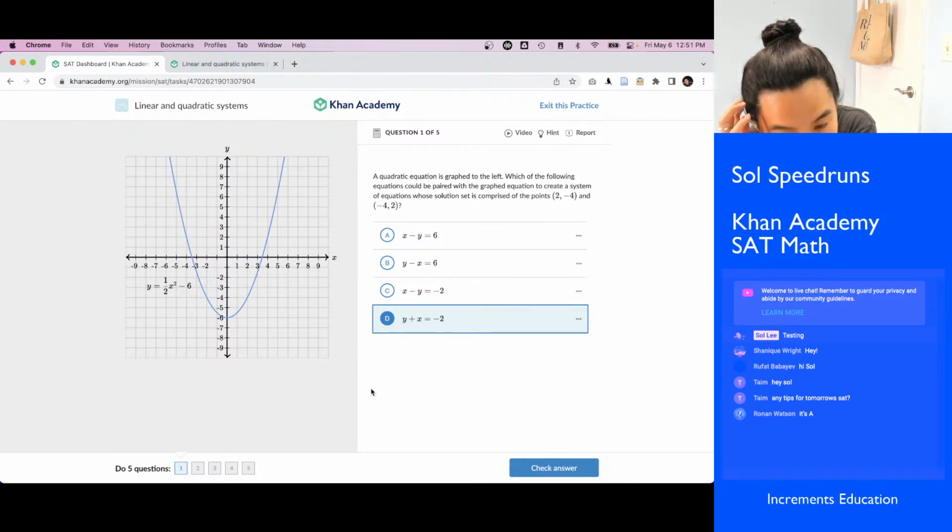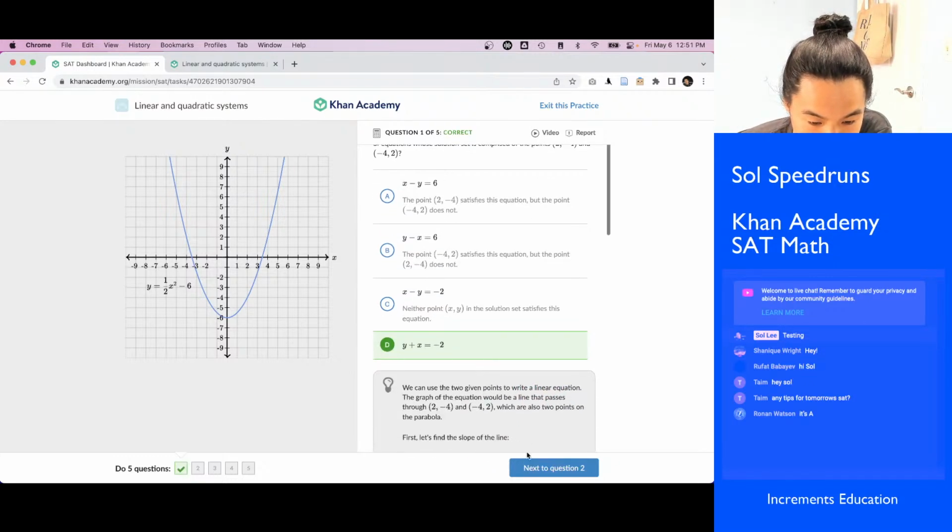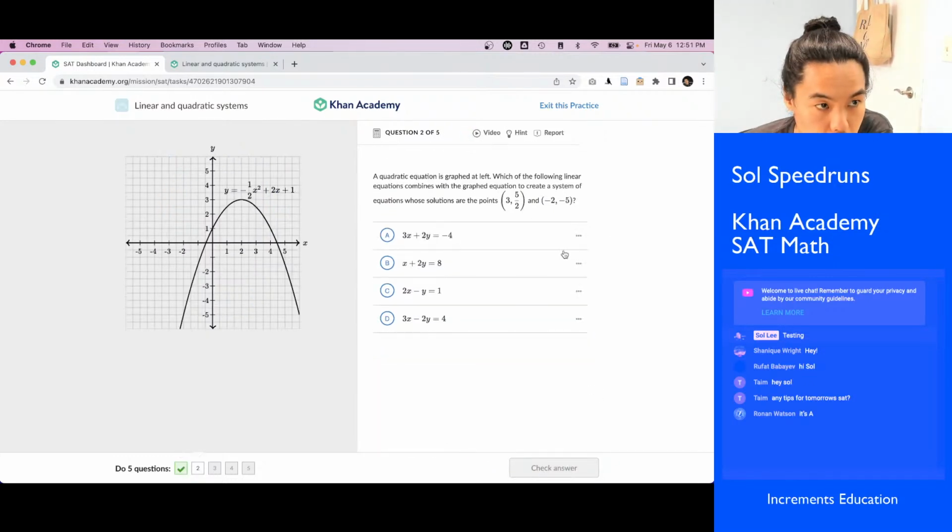Let me just double check by putting the numbers in. If I put a 2 in, yeah, that works. If I put the other one in, yep, that also works. So it's D. Cool.